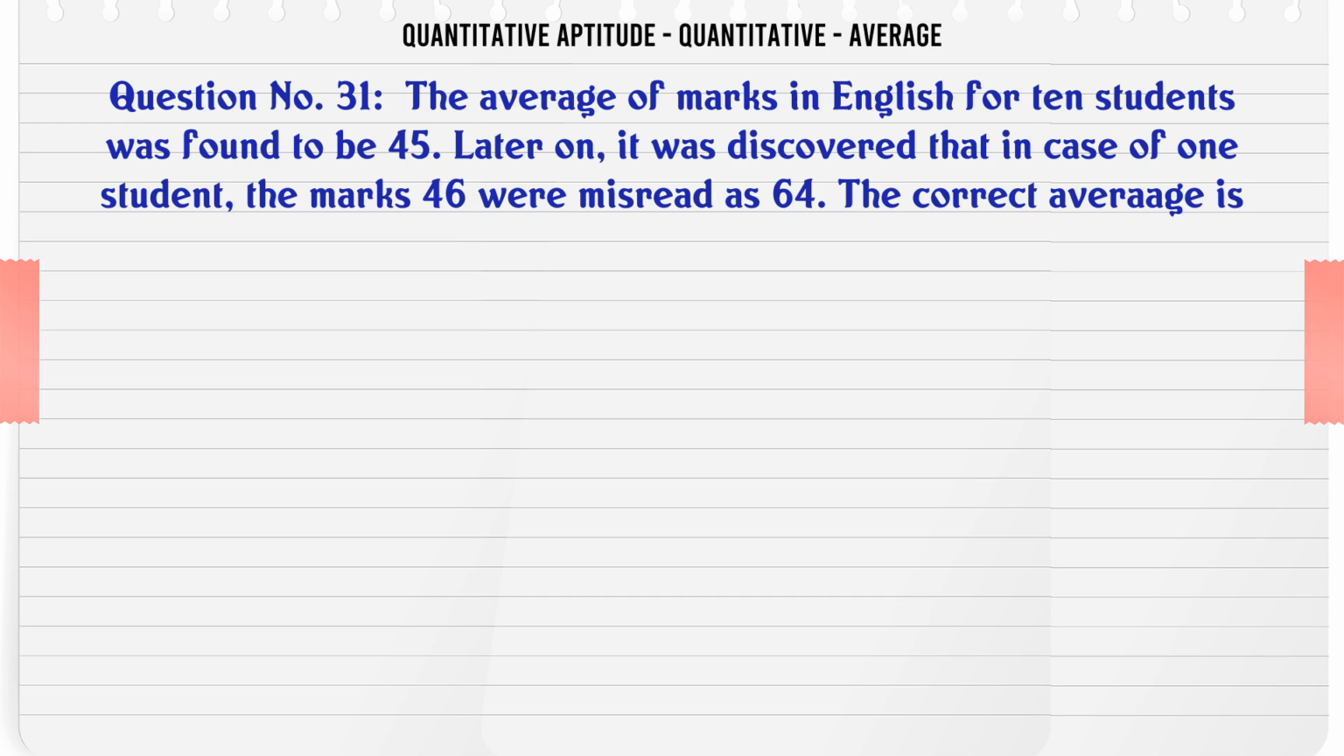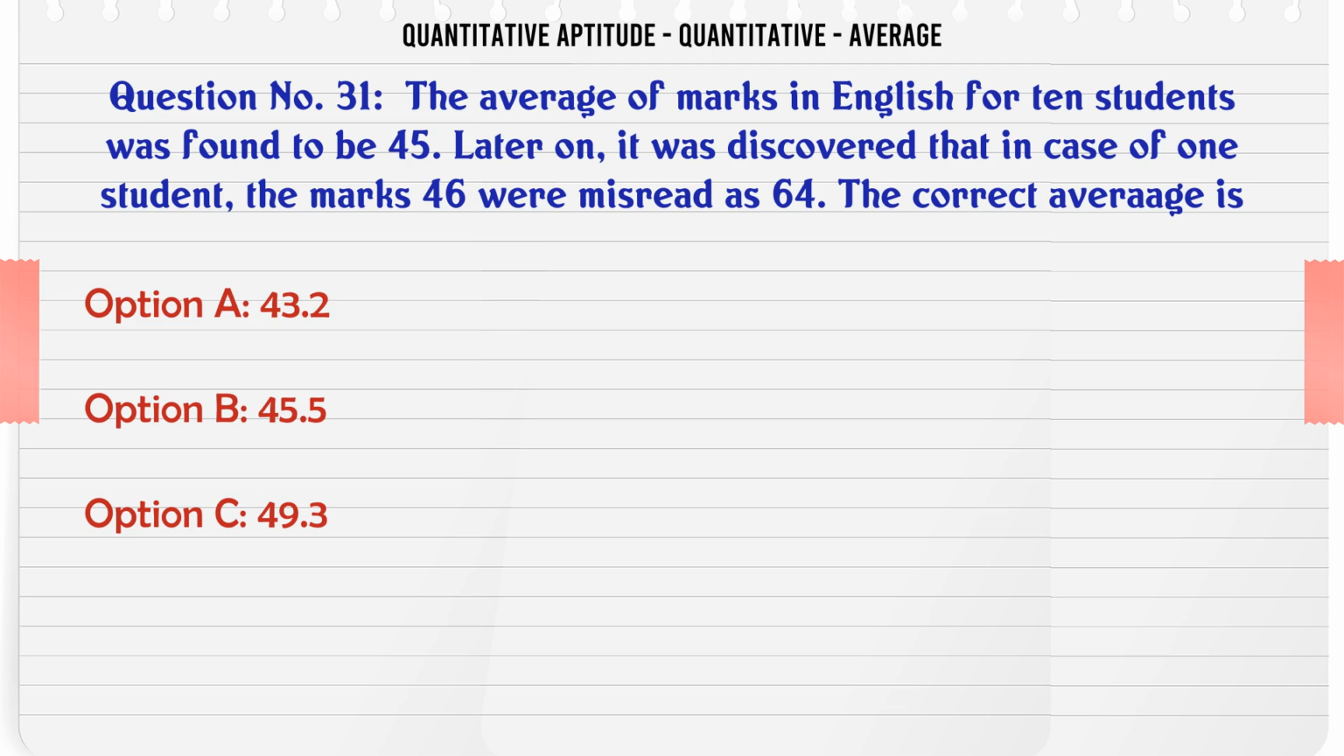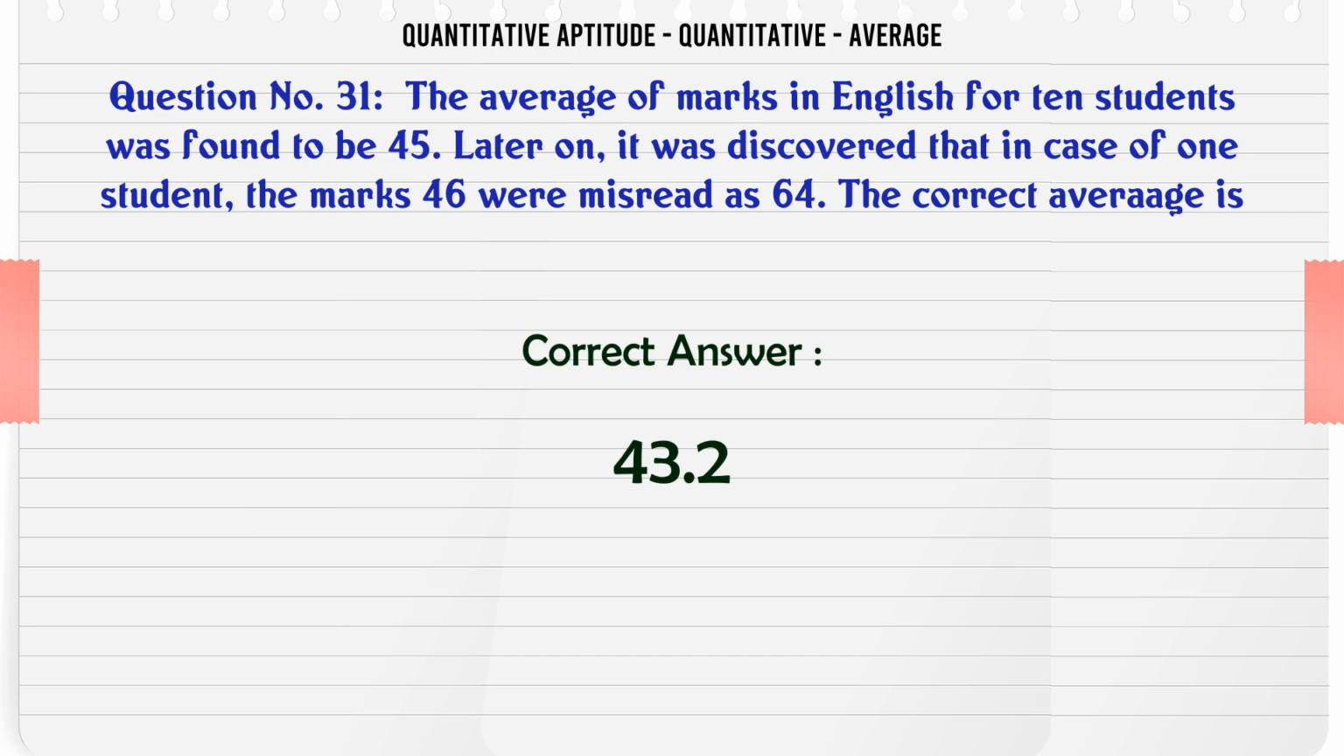The average of marks in English for 10 students was found to be 45. Later on, it was discovered that in case of one student, the marks 46 were misread as 64. The correct average is A 43.2, B 45.5, C 49.3, D 53.2. The correct answer is 43.2.